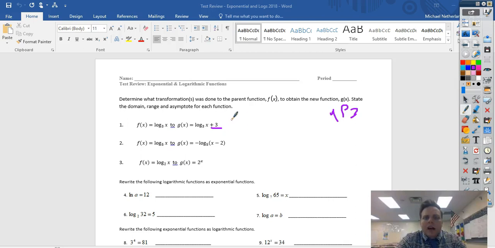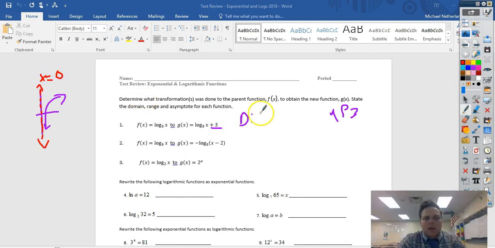Okay? Now, the domain. Think about what domain is for the log function. You should remember what a log function looks like. It looks something like this. And it has an asymptote, usually at x equals 0.